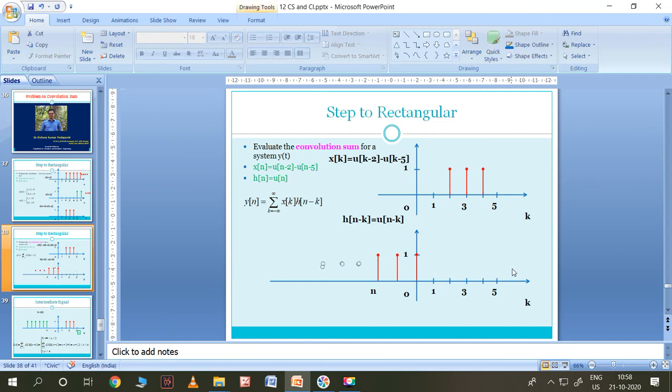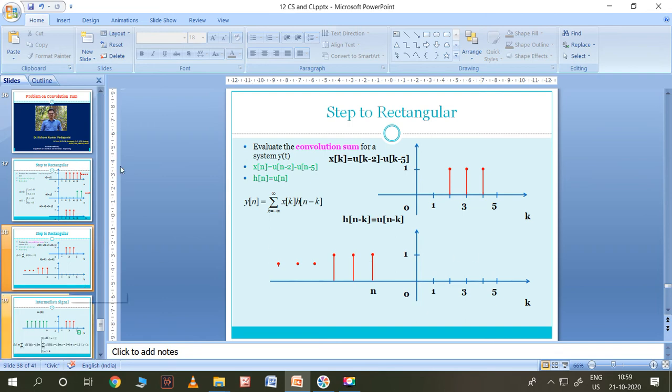Yes, so I can say that this is my u of minus k, but now I need to shift this up to n. How can I shift it? Shift towards the left side. So in this way it has come. Now I can say that this is u of n minus k, or h of n minus k.